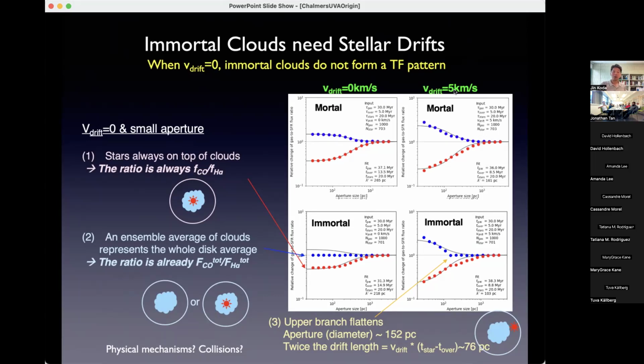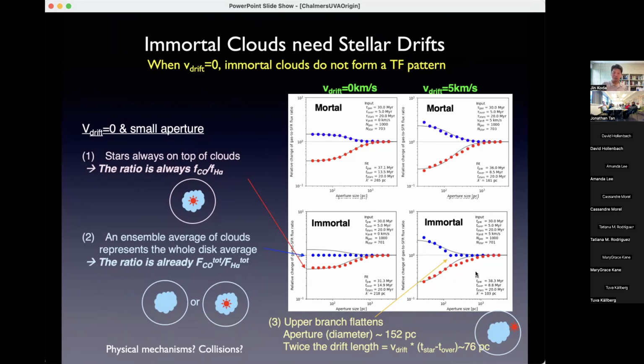If we add a small drift velocity, then the small aperture part changes because now clouds and stars move away from each other. So it changes the statistics with small aperture. Sometimes the aperture doesn't find an H2 region next to it, sometimes it does. But if you move to larger and larger apertures, beyond the maximum drift distance, then you find the same thing, and the top branch flattens out. This flattening point is exactly where you expect from the drift length. Drift length is drift velocity times the drift time scale, and in this case, it's 76 parsecs, and the flattening happens at an aperture diameter of 152 parsecs. That's because if the aperture becomes larger than the maximum drift distance, you always find gas and stars associated, so it basically goes back to this situation.